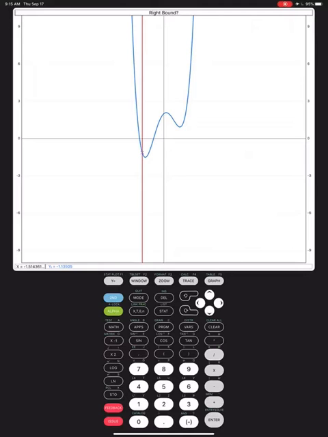And then it asks a new question. After you hit enter, it says right bound. Well, you're going to need to move to the right. So take your cursor and let's slide to the right here. And as you see here, I'm on the right-hand side of this min point.